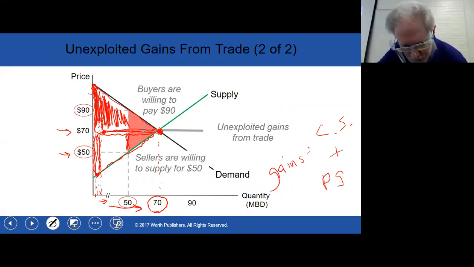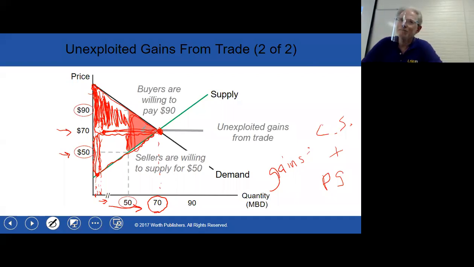Now that I've messed up the graph here, the red area, this area there, okay? The shaded in area. What does that represent? Is that the marginal? No.